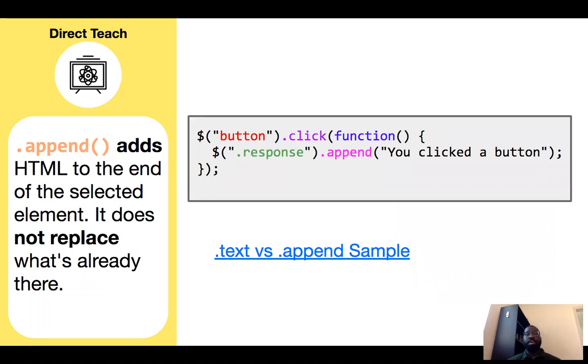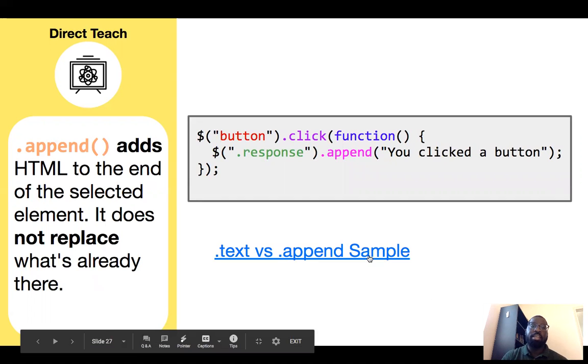So here we're using the append method. So .append adds HTML to the end of the selected element. It does not replace what's already there. So that's different from .text. .text replaces things. Append adds to the end. So here, when the button element gets clicked, we'll select the response class and append the text, you click the button.